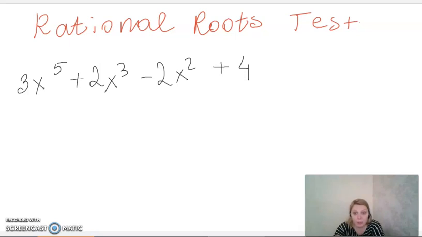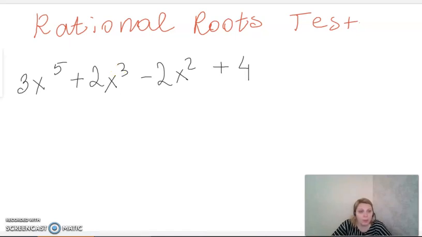The other thing that you need to keep in mind, this test will only give you the roots that are rational numbers. So if you have an equation that has some irrational roots, this test will not detect them, okay? So it only detects rational roots and it gives you a list of possibilities of what they could be. So let's go ahead and get started on this.